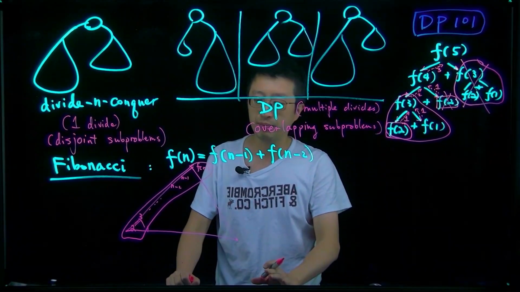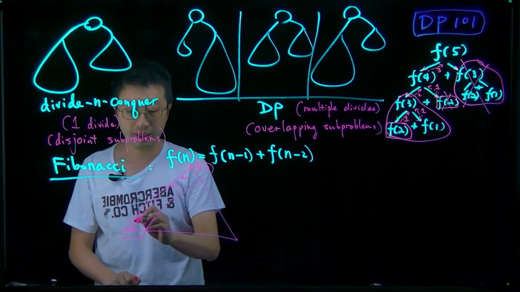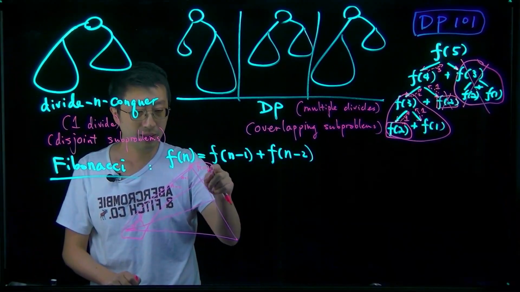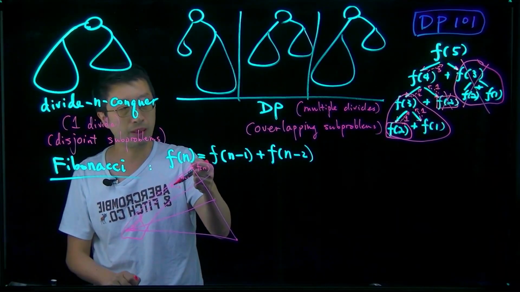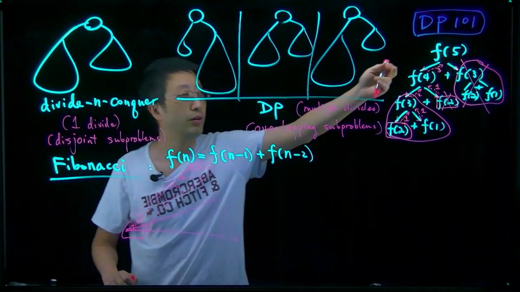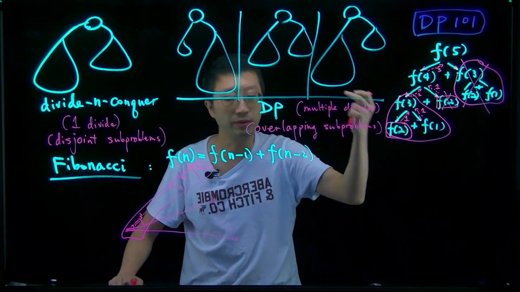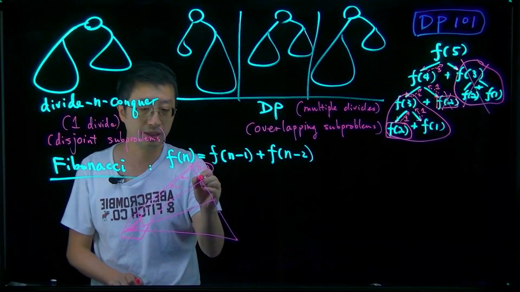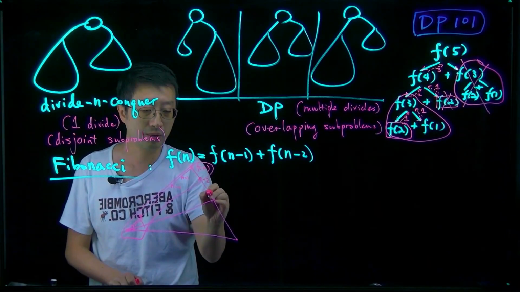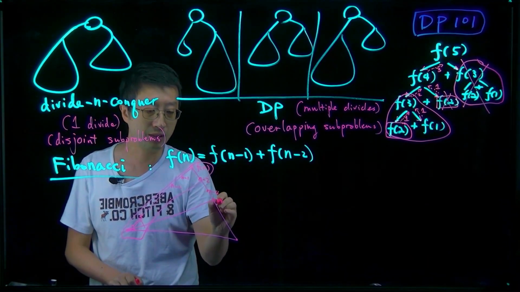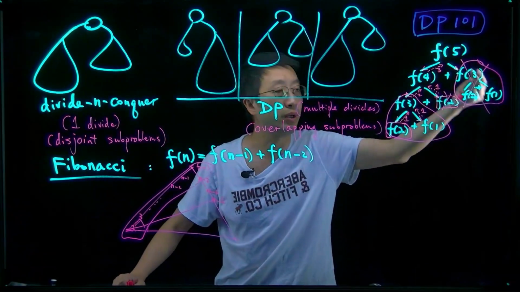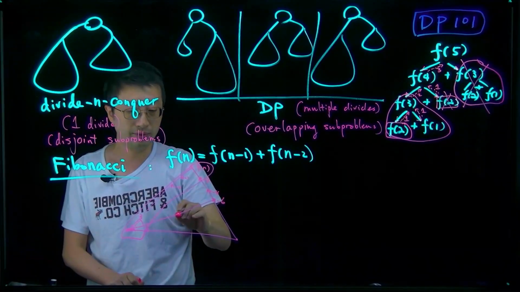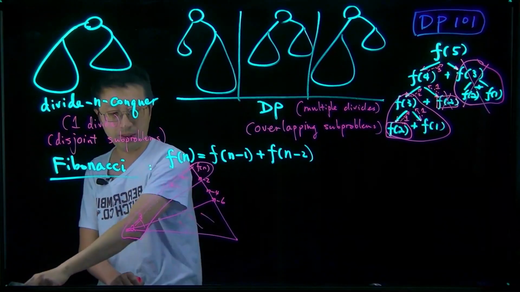Well, not as bad as that, because as I drew on the slides, it's actually more like a half triangle. On the leftmost branch, it decreases by 1 every single time, like from 5, 4, to 3, to 2, to 1. But on the rightmost branch, it decreases by 2 every step, because this number will be n minus 2, and this will be n minus 4, and so on, like 5, 3, 1, right? So actually, this part is empty, so we don't need this part.